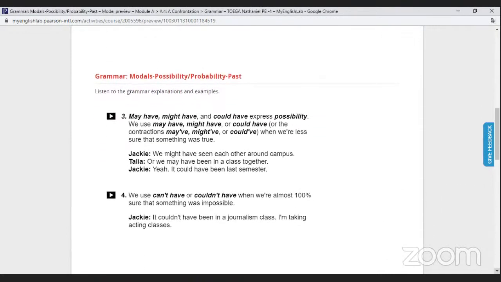And number three, we have this. May have, might have, and could have express probability. We use may have, might have, or could have, or the contractions, when we are less sure that something was true. Replace the examples. Okay. We might have seen each other around the campus.